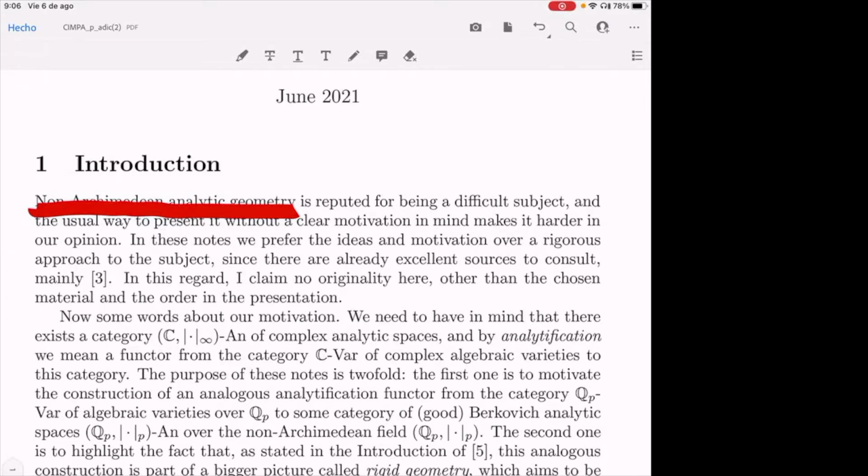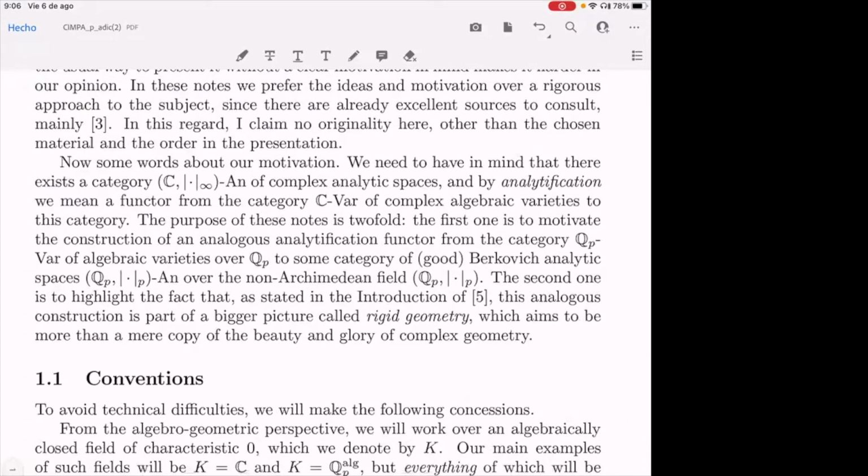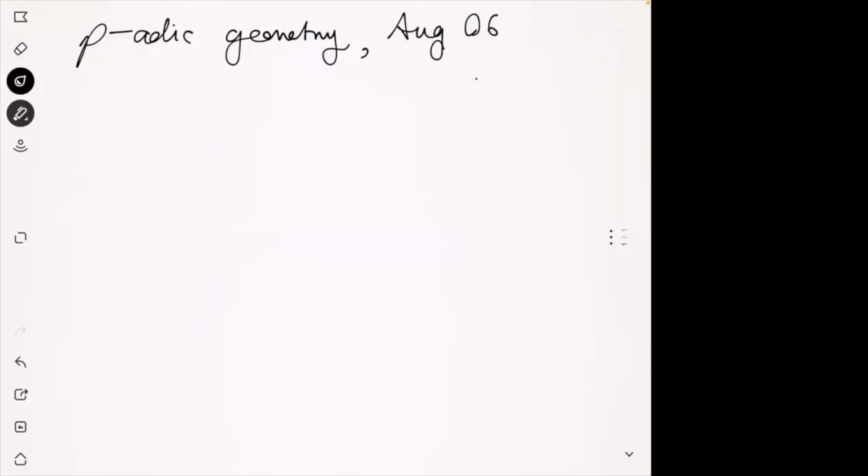Okay, so first of all, I claim no new ideas will be presented here, just a discussion of other people's work, and perhaps the only original content that you will find here is the presentation and the choice of the material. So first of all, non-Archimedean algebraic geometry is presented as a corpus of knowledge, but sometimes it is not presented with a motivation. My motivation is going to be just to try to see how to apply it to algebraic geometry. And by algebraic geometry, I will understand algebraic varieties, but not over the complex numbers, but over some particular kind of fields.